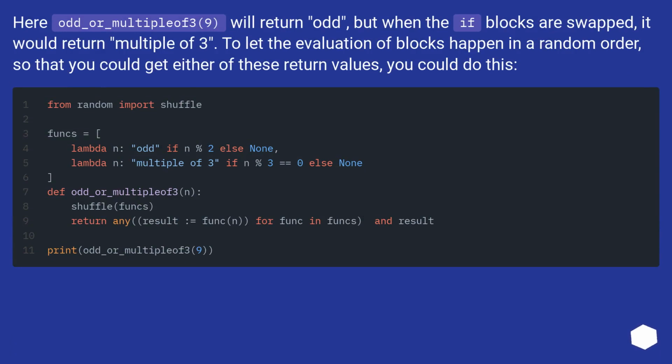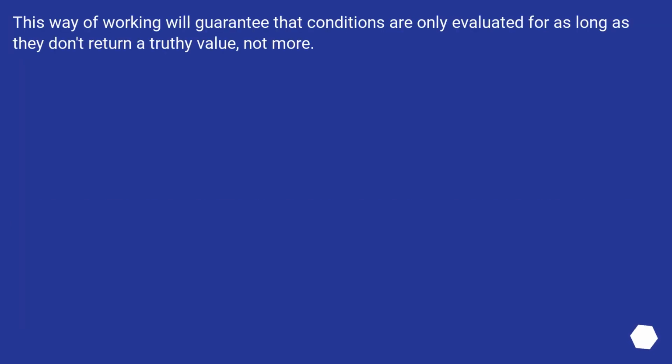Here odd_or_multiple_of_3 with 9 will return odd, but when the if blocks are swapped, it would return multiple of 3. To let the evaluation of blocks happen in a random order, so that you could get either of these return values, you could do this. This way of working will guarantee that conditions are only evaluated for as long as they don't return a truthy value, not more.